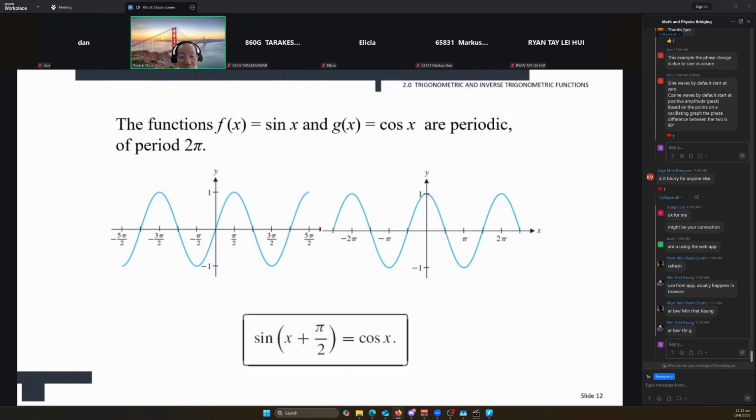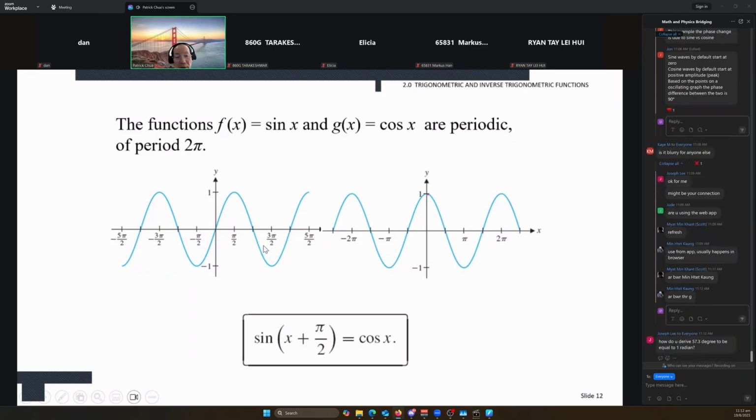So now let's look at the waveform. So when you see something like this, you know it's a sinusoidal waveform. It's either a sine waveform or a cosine waveform. Okay, and you can see here the period is 2 pi. Okay, time to complete 1 cycle is 2 pi.